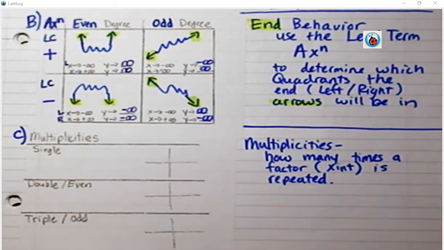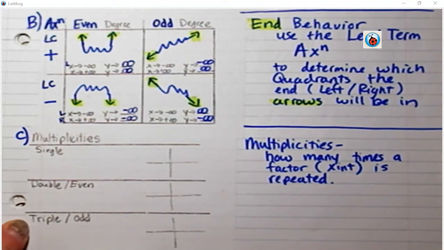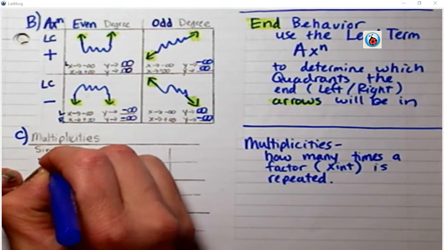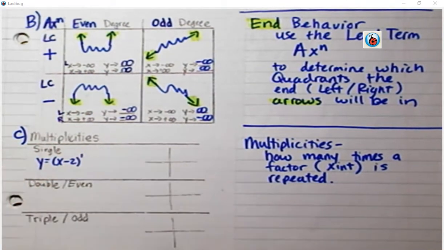Now, because we're matching up the graph, we're going to figure out what they look like algebraically to be repeated once, and what they look like graphically to be repeated once, twice, or 3 times. So over here, we're going to write x minus 2 to the first. You don't really need the first exponent. I'm just showing you.